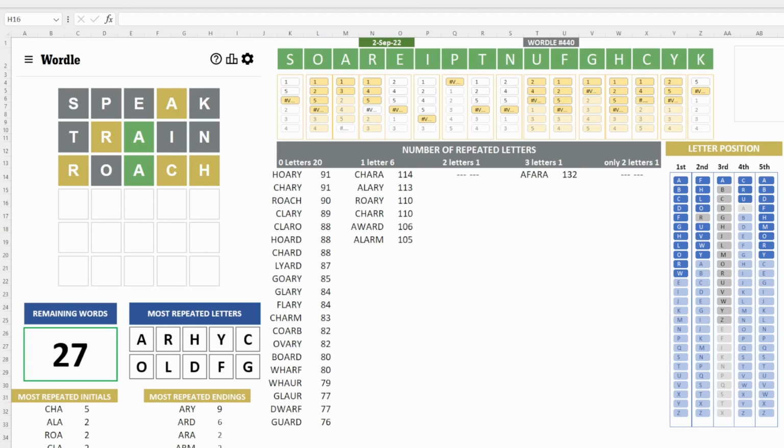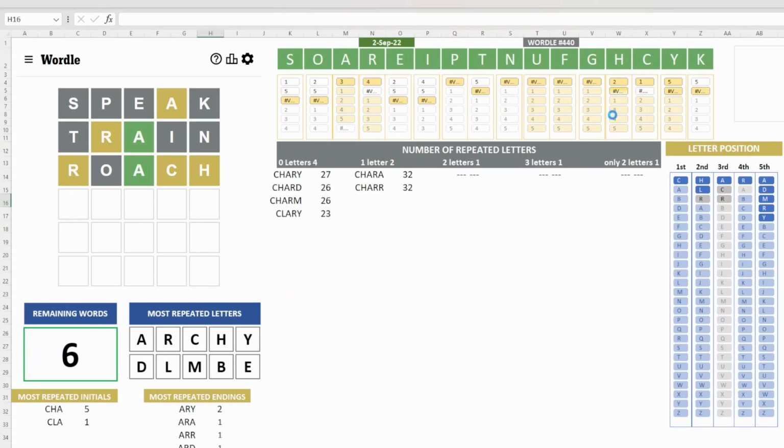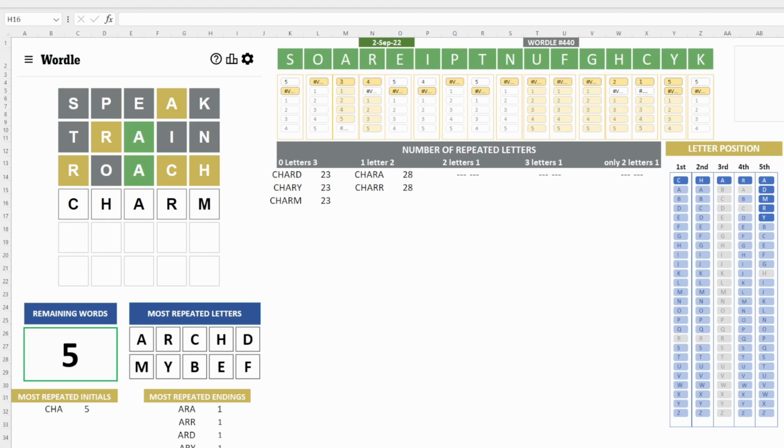So we found C and H, and we still need to find a place for R. It's only five words now. Chart could be an option. Charm, I think, is gonna be the answer. So let's try charm. I think charm is going to be the answer for today. We know that R is in the fourth position.